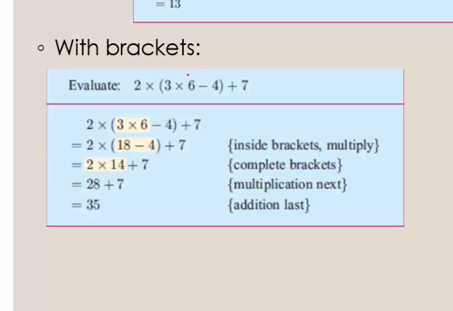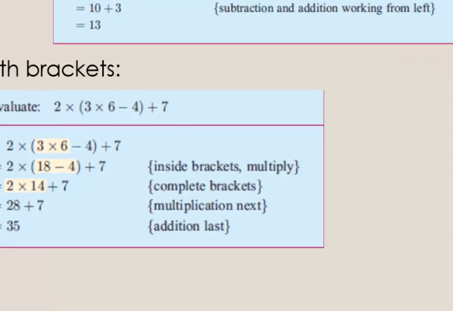So if there were exponents within the brackets and multiplication within brackets, or even brackets within brackets, you still follow it that way. In this case, we would do the multiplication first, which is 18, and then 18 minus 4, which is 14. Then you have 2 times 14 plus 7. 2 times 14 is 28, plus 7 is 35. Inside the brackets, you treat it like BEDMAS all by itself and follow the same rules. And then once the brackets have been solved, you go back to the simple explanation again.